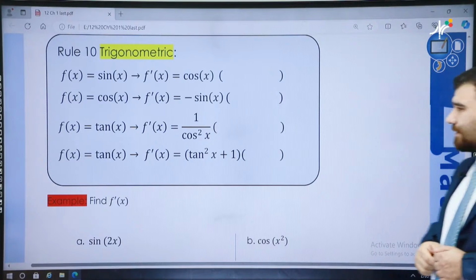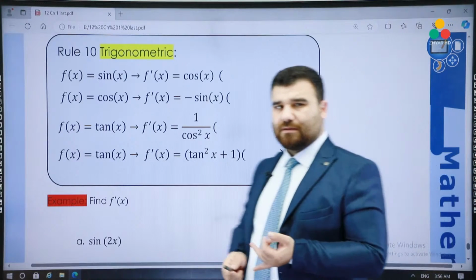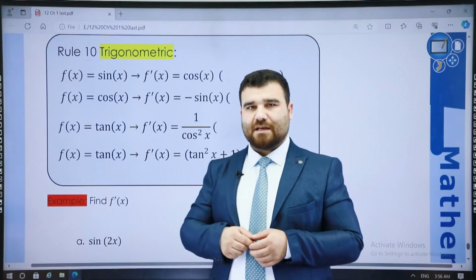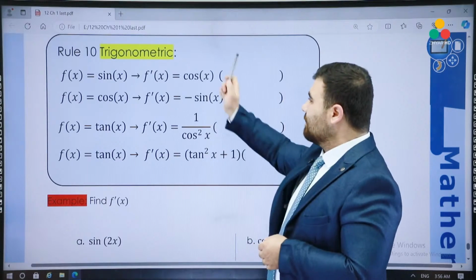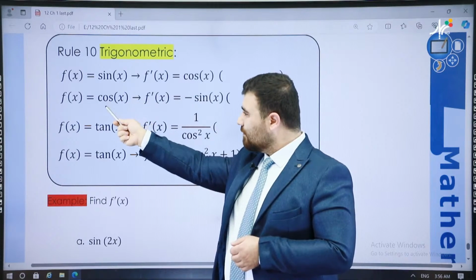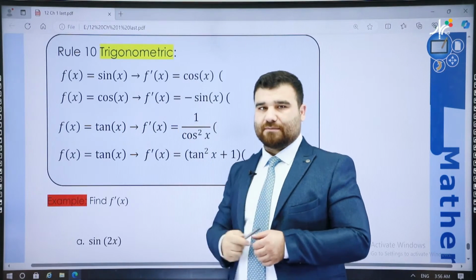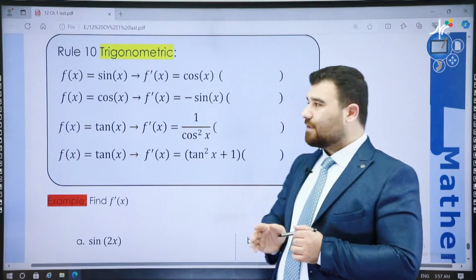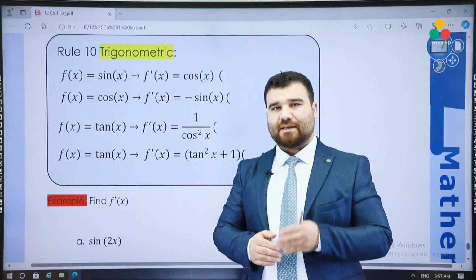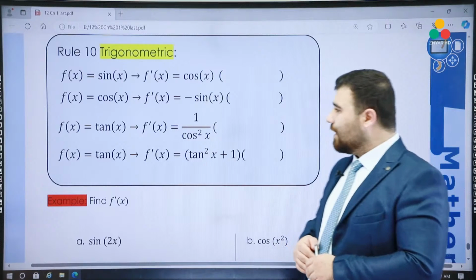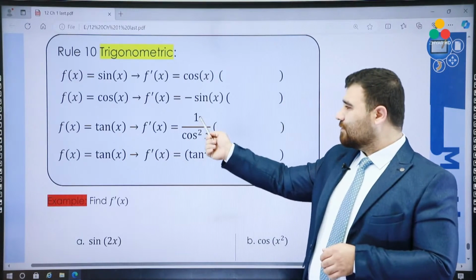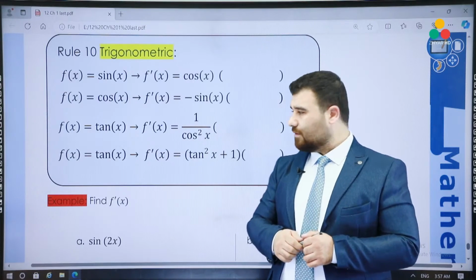For trigonometrics, sine and cosine are very easy. Tan is not as easy as sine and cosine. The derivative of sine is cosine, and the derivative of cosine is minus sine. This is the difference. While the derivative of tan x is 1 over cosine squared x.